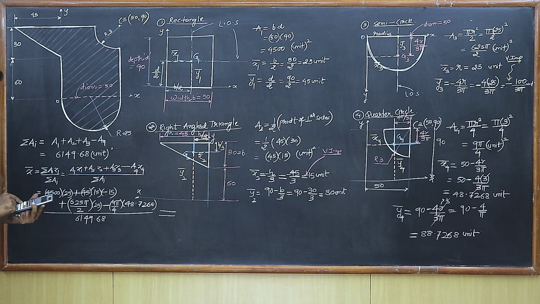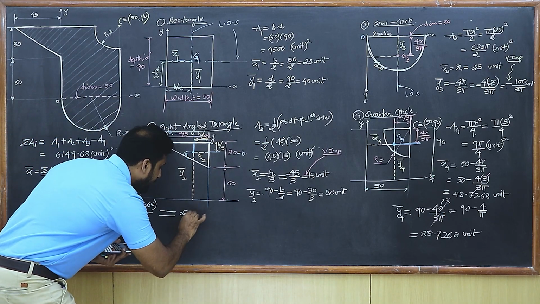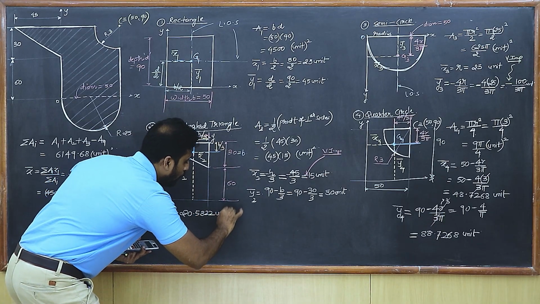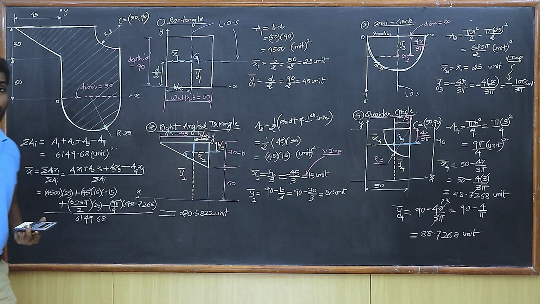48.7268, isn't it? This gets divided by 4. Let's close the bracket. You get some answer. This answer gets divided by 6149.68. So my answer comes 20.58225195. I can say the answer is here 20.5822 units, isn't it?